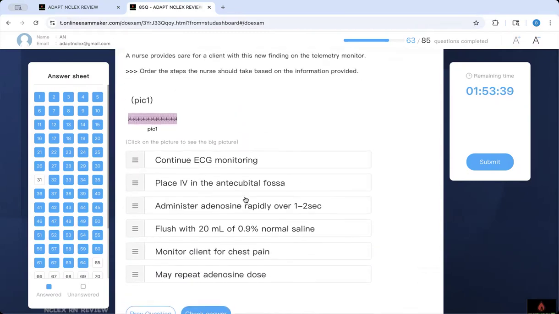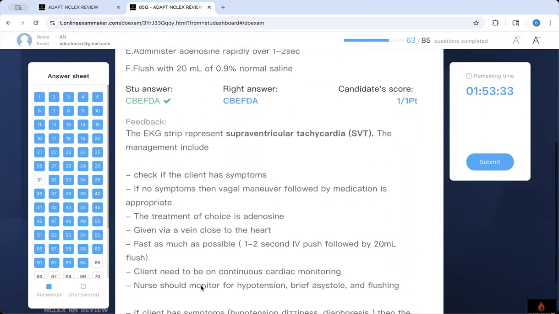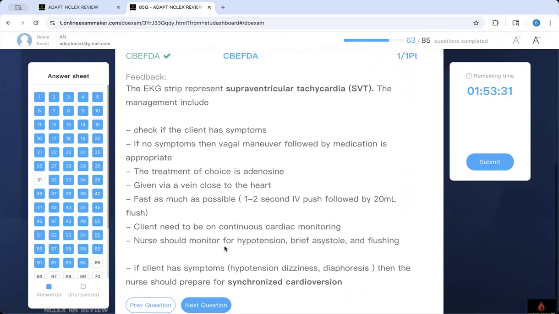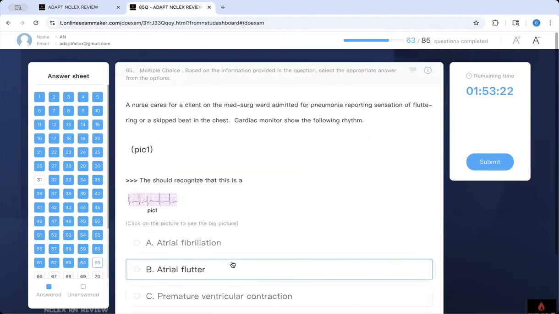I want you to take a picture of it. First, know that you use it for SVT, and these are the steps you take to do safe medication administration regarding SVT. And this is the explanation. The strip is SVT, and these are the things you do for that.